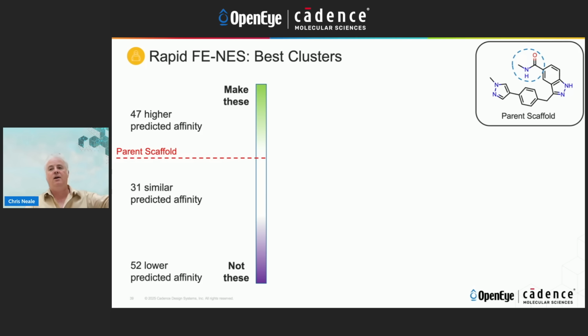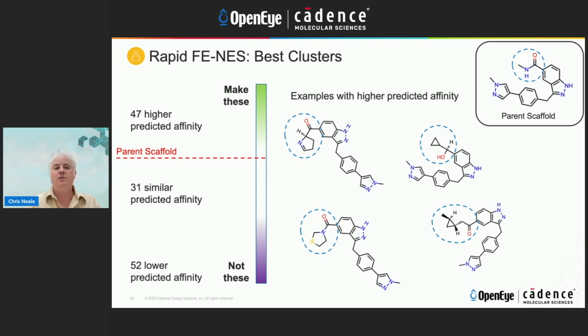In this case, I get a distribution of molecules that are predicted to have higher affinity, similar affinity, or lower affinity. Here are some examples of molecules that were predicted to have higher affinity than that parent scaffold. You can see we've got some types of similar chemistry, but we now have actually diverse chemistry at this R group. And we can use this in 2 ways. We can use this to look for molecules that have a stronger binding, or perhaps molecules that have a similar binding, but have other properties like enhanced solubility or other characteristics that we're trying to optimize simultaneously.